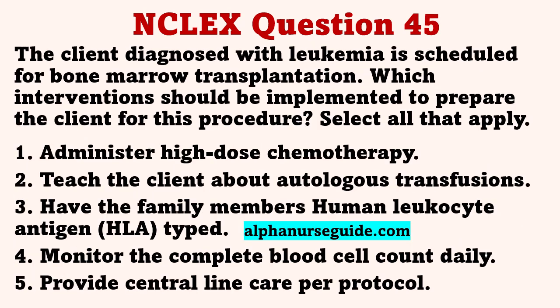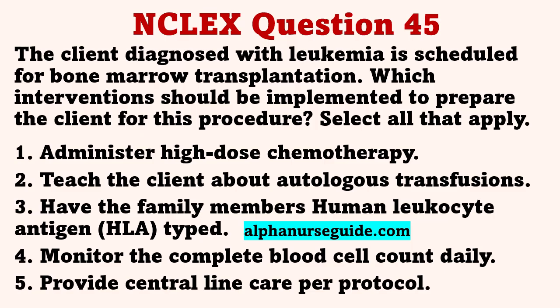The client diagnosed with leukemia is scheduled for bone marrow transplantation. Which interventions should be implemented to prepare the client for this procedure? Select all that apply. 1. Administer high-dose chemotherapy. 2. Teach the client about autologous transfusions. 3. Have the family members human leukocyte antigen typed. 4. Monitor the complete blood cell count daily. 5. Provide central line care per protocol.